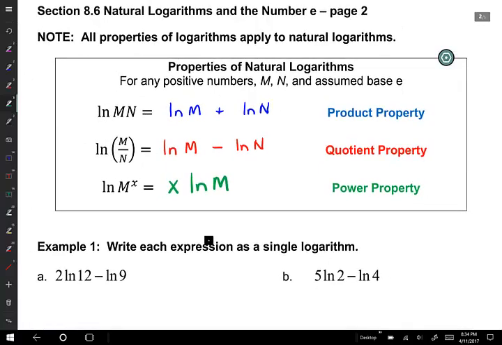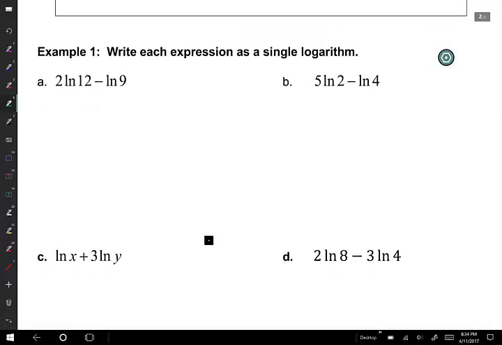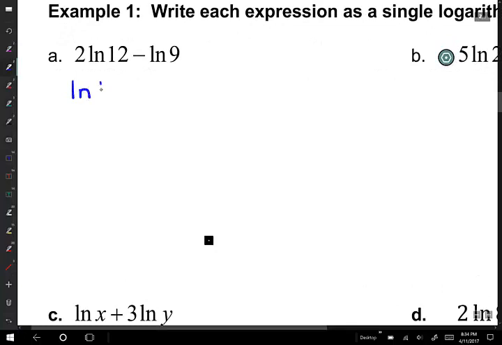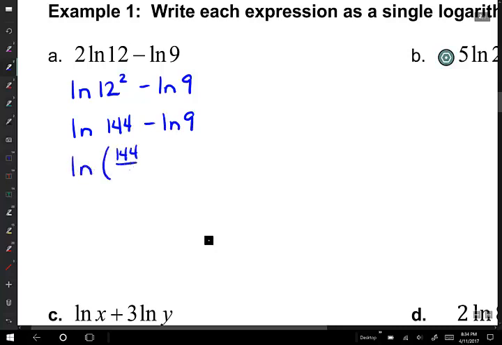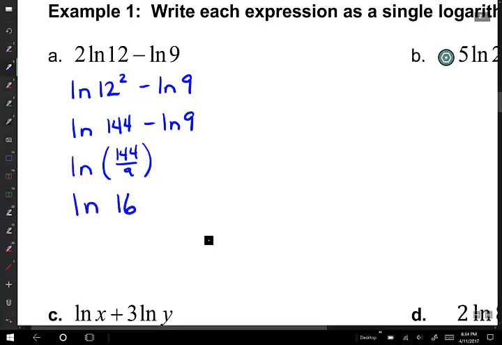Now let's look at example 1, where our goal is going to be rewriting these logarithms as a single logarithm. As we start out, very straightforward, that is going to be the natural log of 12 squared minus the natural log of 9. As you know, 12 squared is 144, minus the natural log of 9, which leaves us with the natural log of 144 divided by 9. And 144 divided by 9, hopefully you realize, is 16. And so that's my exact answer, the natural log of 16.